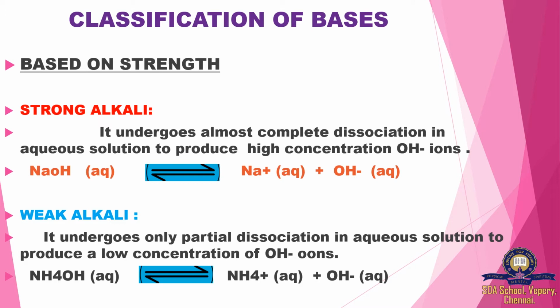A weak alkali undergoes only partial dissociation in aqueous solution to produce a low concentration of OH⁻ ions. For a weak alkali like ammonium hydroxide, when it dissolves in water, it produces ammonium ion as well as OH⁻ ion. But here the OH⁻ concentration is very low, so we can say this is a weak base.